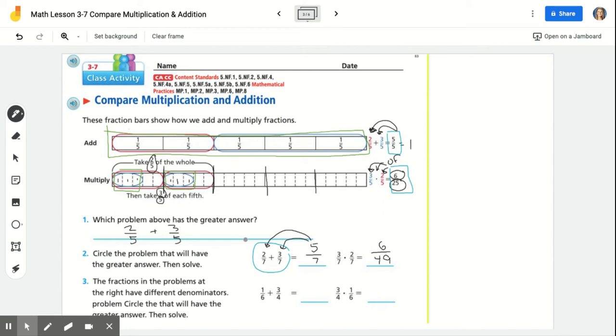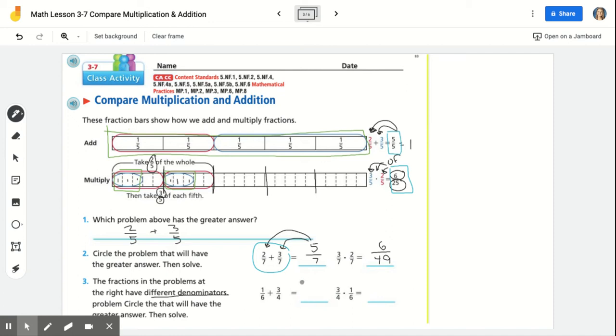All right, and let's go along with number 3. Let's see if this is true for number 3 too. It says the fractions in the problems at the right have different denominators. Underline different denominators. And then it says circle the problem that will have the greater answer, then solve. So different denominators, we're going to go back to unit 1 and remember, what do we do when we have different denominators? And then we'll solve.